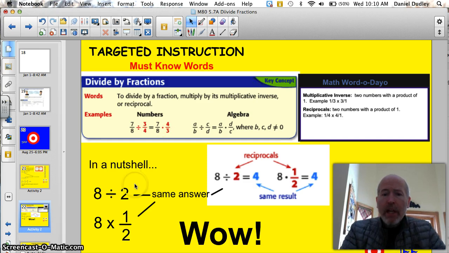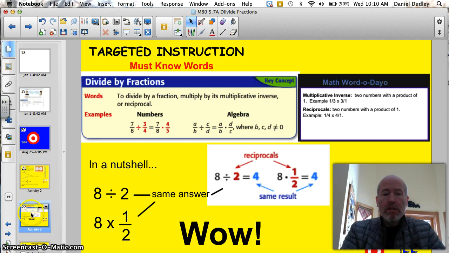So what I'm trying to tell you in a nutshell is that 8 divided by 2 is really the same as 8 times 1/2. What? Check it out. 8 divided by 2 is 4. 8 times its reciprocal, 1/2, because this is 2/1, right? So 8 times 1/2 is 4. If you don't believe me, do it. 8 times 1 is 8. 8 divided by 2, 4. Is that mind-blowing or what?